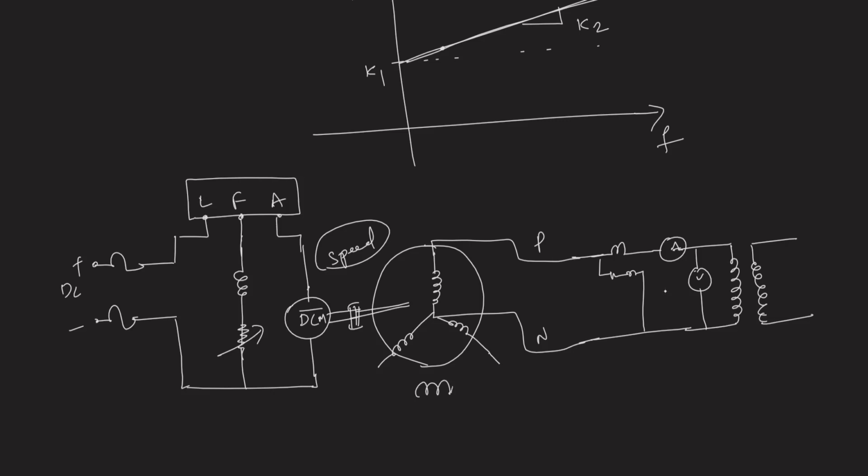We also have a field circuit which is actually rotating. This is fed from a variable DC supply. So by varying this, I can control the output voltage here.